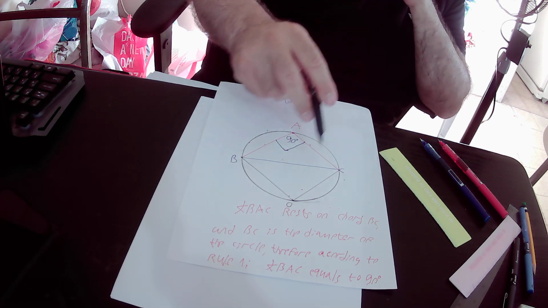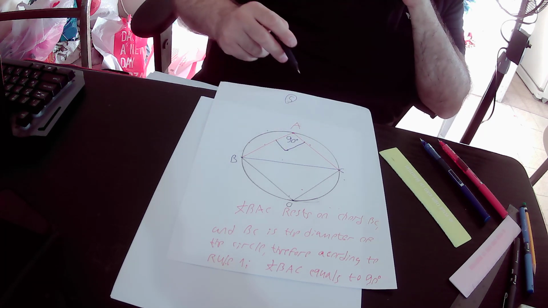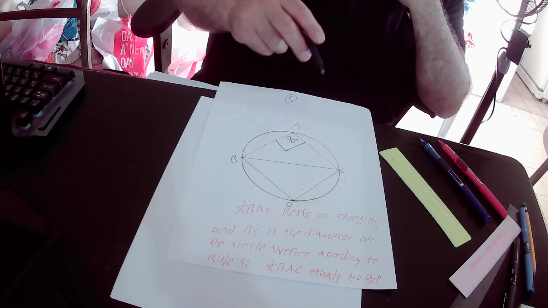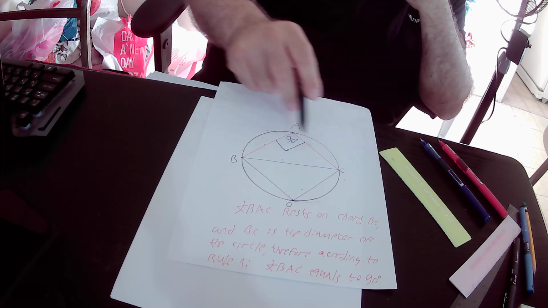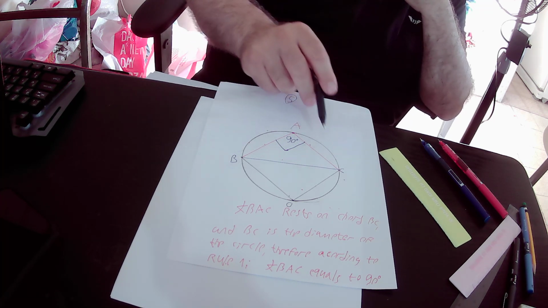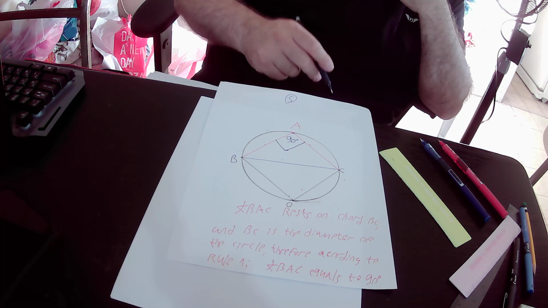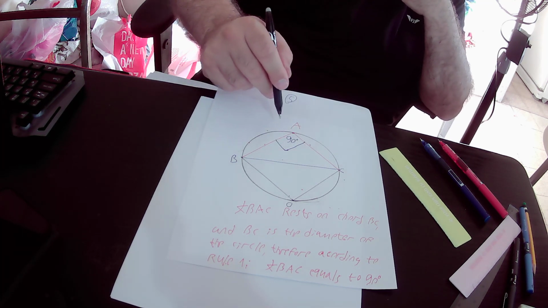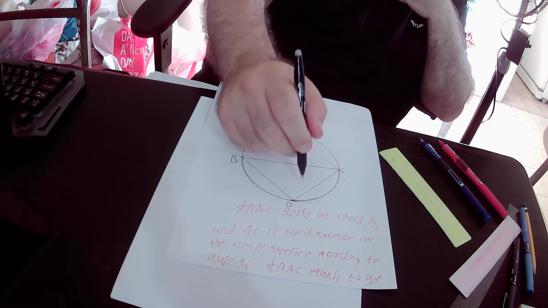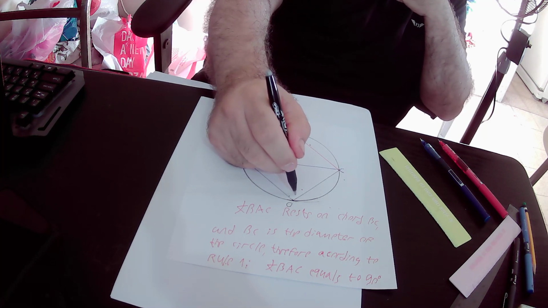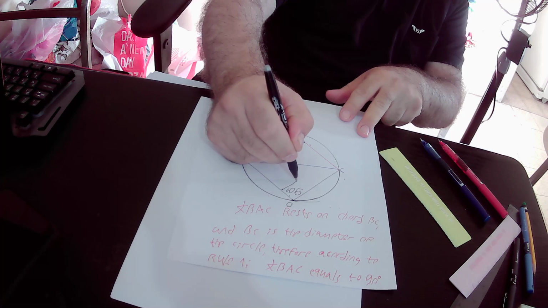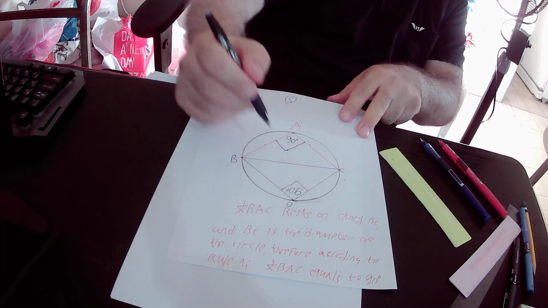Angle CDB, that is a peripheral angle, also rests on chord BC, that is the diameter of this circle. For that reason, peripheral angle CDB equals 90 degrees according to rule number 1.